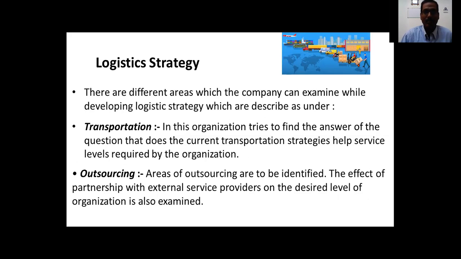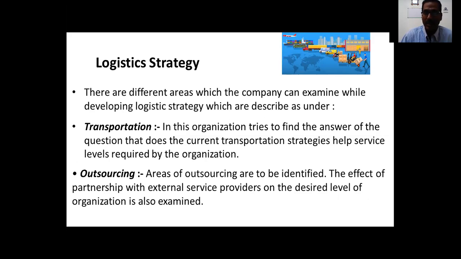Like we described earlier, there are different areas which a company examines while developing a logistics strategy, which are described as under. That's one, transportation and outsourcing. In this, the organization tries to find the answer to the question: does the current transportation strategy help the service required by the organization? It's their own transportation.